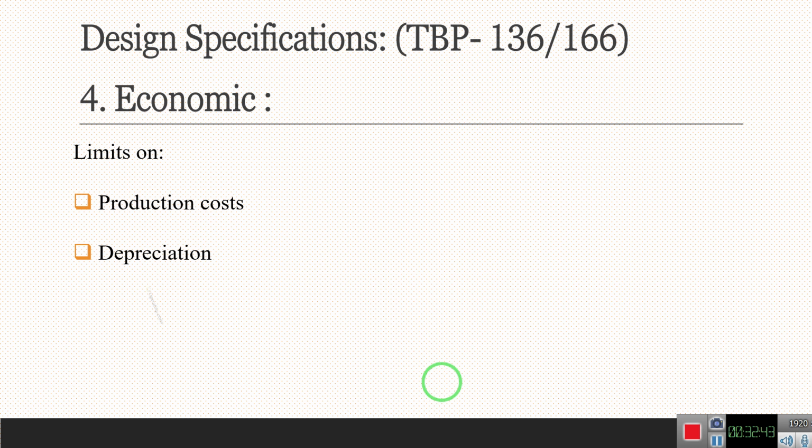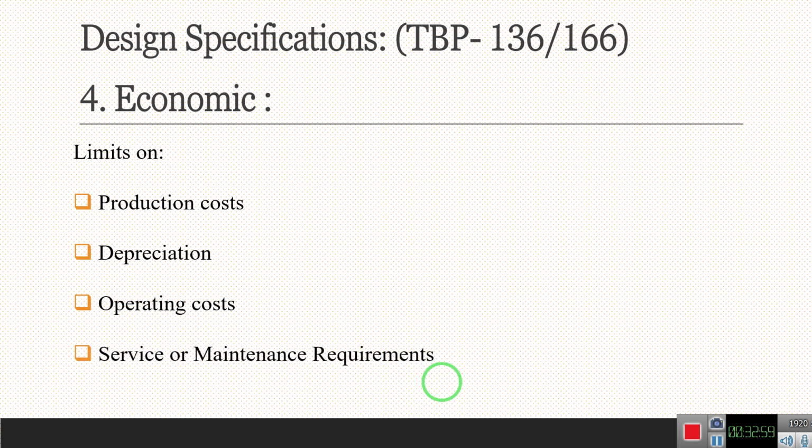Operating cost: when you are operating, how much cost you are spending, like electricity bills or other things. So operating cost comes under economic conditions. Service or maintenance requirements: how often you service your product, how often you change the parts in it. So it's maintenance. Service and maintenance requirements come under economic also. You should not pay more for that.